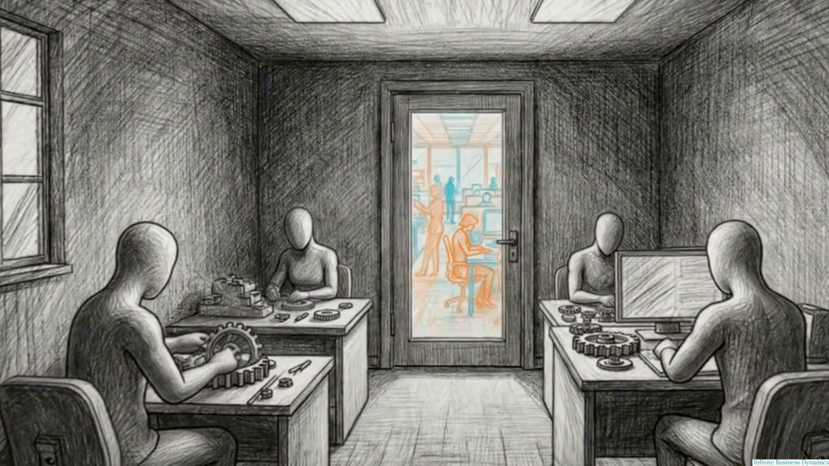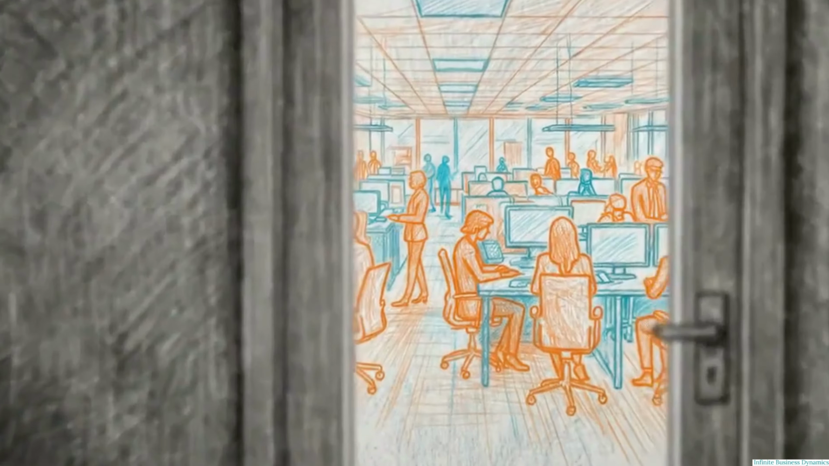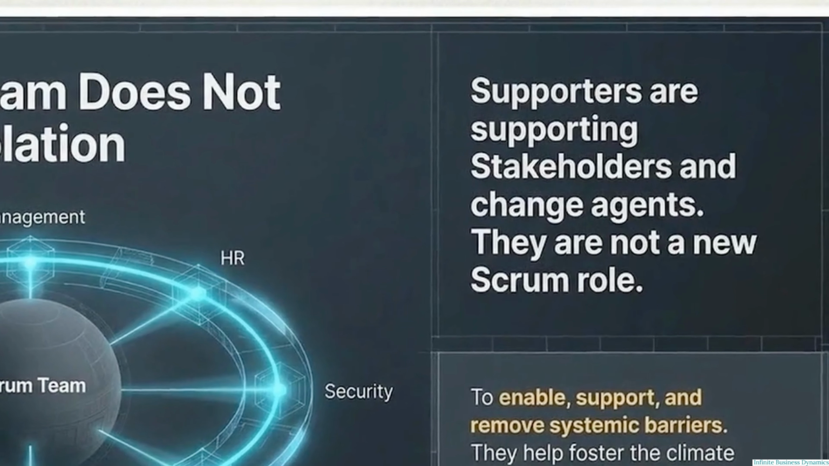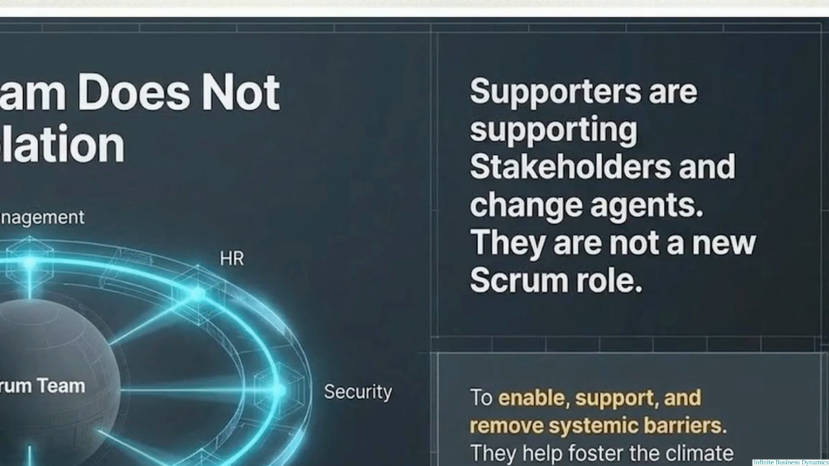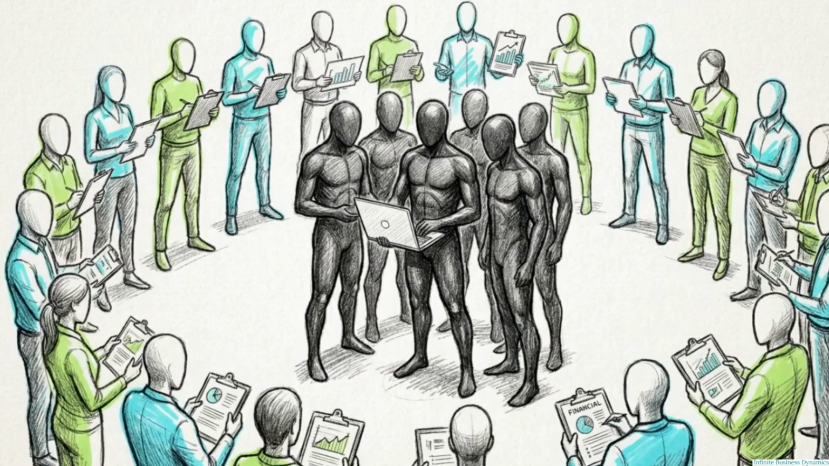But even a highly capable team of product developers cannot achieve organizational impact if they operate in an isolated silo. This graphic maps the organizational ecosystem required for Agile success. We have the central Scrum team sphere, surrounded by a ring of external support functions. These are supporters. They are not a new Scrum role. They are specific enabling stakeholders, like legal, HR, and finance, who actively work to remove systemic organizational barriers. Achieving true outcomes requires cross-functional product capabilities, insulated by active organizational support.